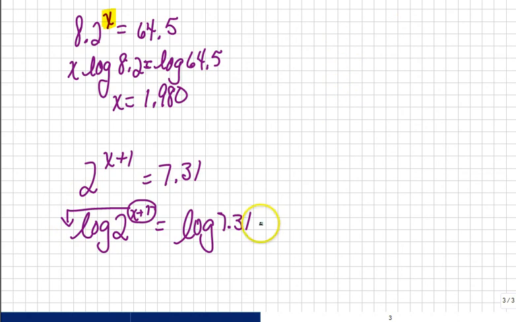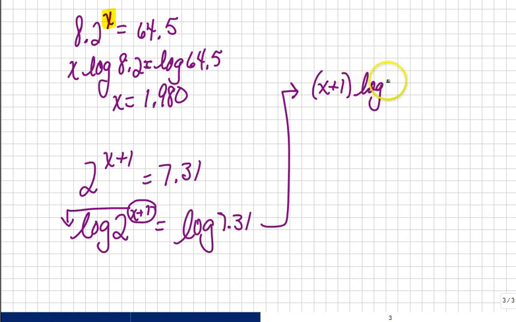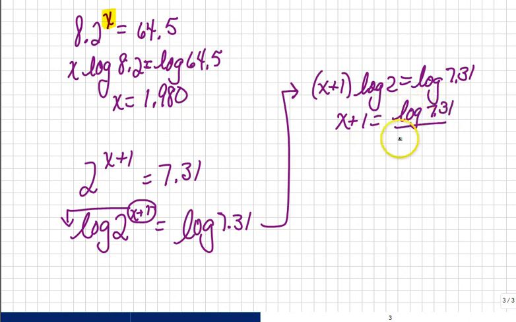So this is, let me move up here in the second column, x plus 1, which I'm going to put in parentheses to avoid confusion at this point, is that quantity times the log of 2 equals the log of 7.31. We're trying to isolate the variable, so I'm going to divide both sides by log 2. You want to get all your logs on one side. So I've got x plus 1 equals, I'll write it out, log of 7.31 divided by the log of 2.